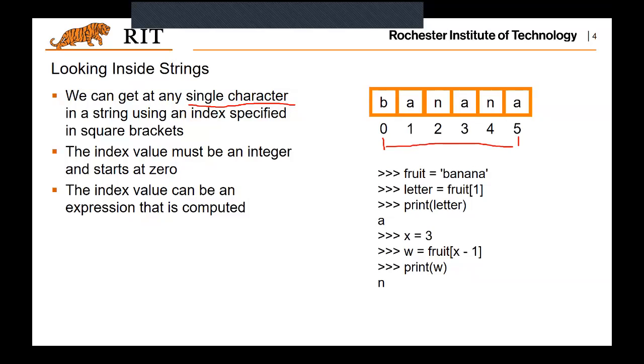The important thing is that the index value must first be an integer, and second, start at 0. So for this banana, you have 6 characters, and if you use length to return the length of this string, it will return 6. But the index starts with 0 and ends with 5. That's a very important thing.